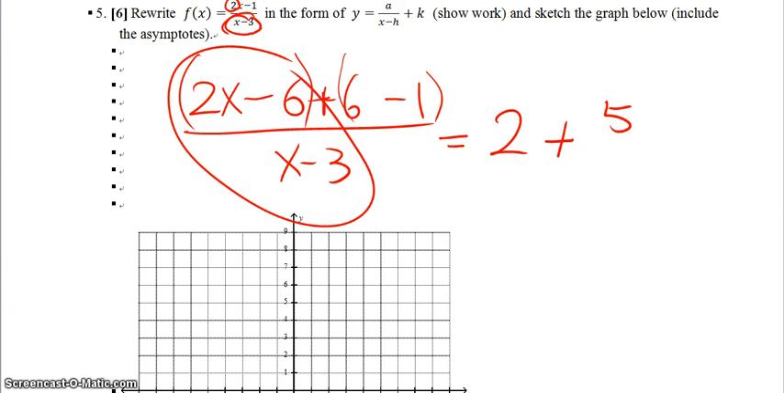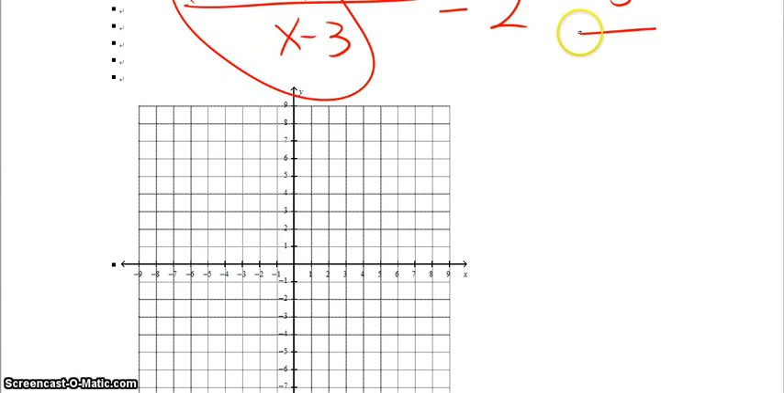Okay, so let's draw it. So we'll finish x minus 3. Okay, so the vertical asymptote is at 3, right? The horizontal asymptote is at 2. Finally, the vertical expansion is 5.